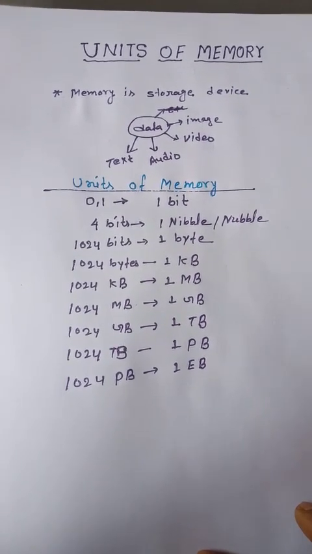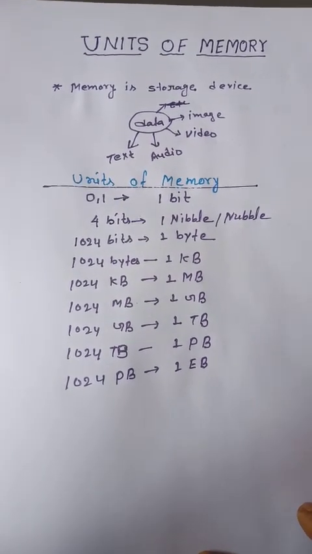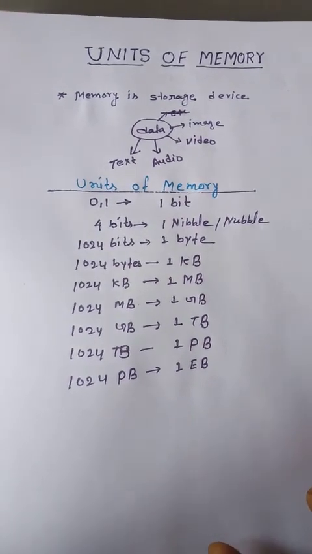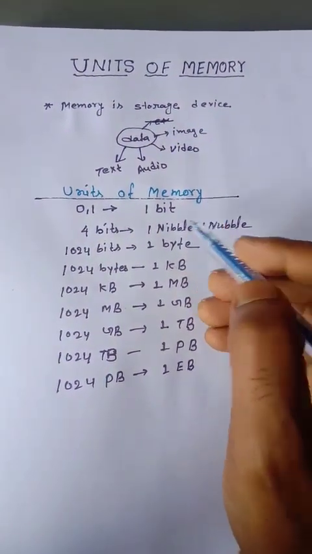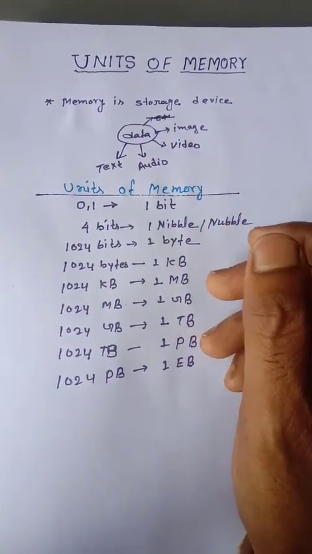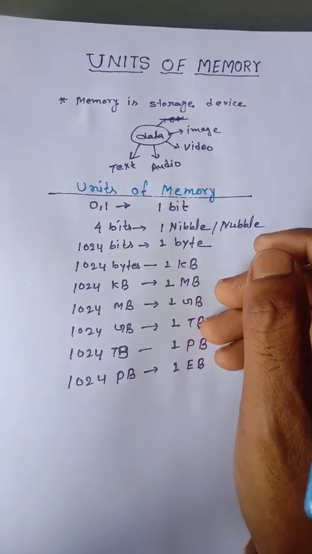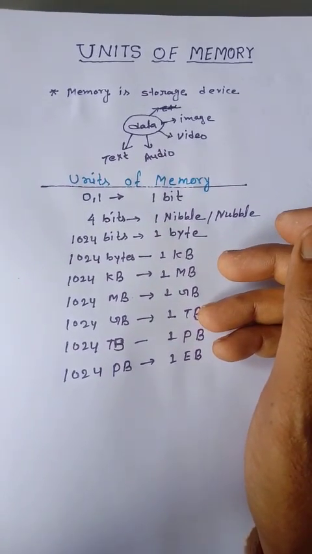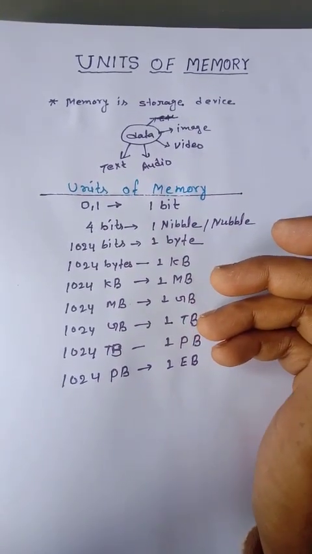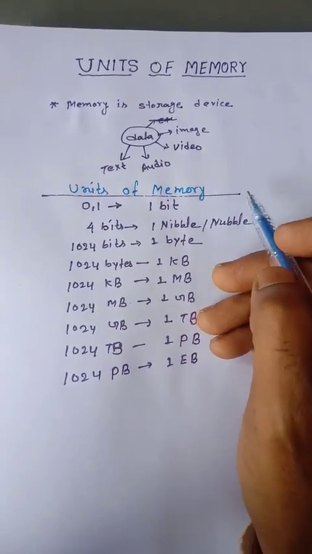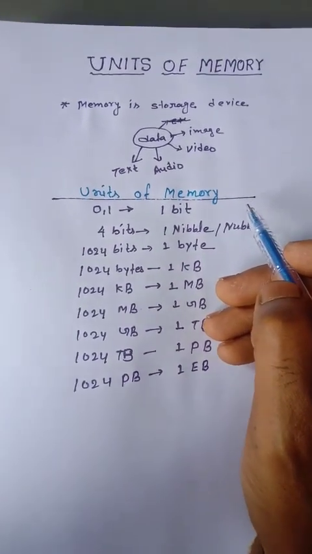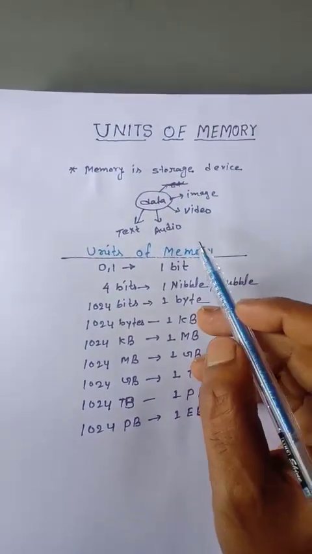We are here to learn about units of memory. Units of memory is nothing, it is just a measurement of memory: how much data we can store in a specific memory. They have some specific capacity and some specific limitations. So before starting units of memory, we will discuss the data.